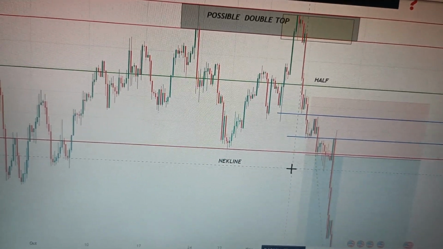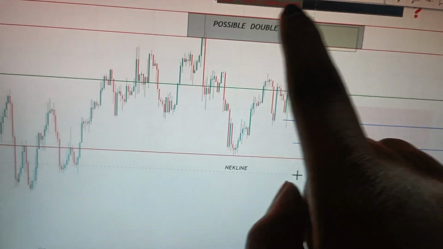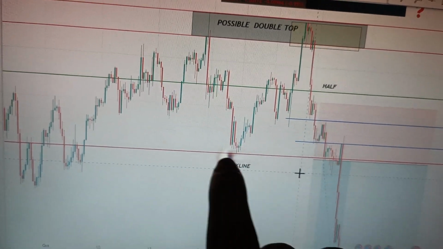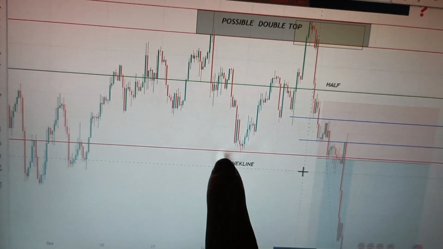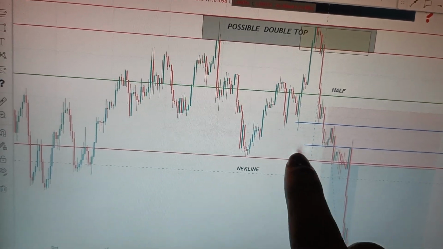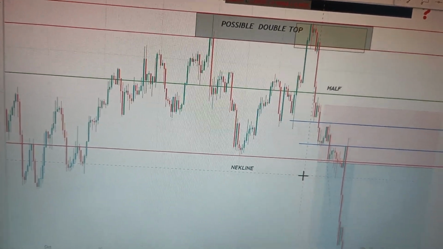So kindly go and check USD CHF. It has double top on a weekly time frame, and the market is not breaking that half, the neckline. So once USD CHF breaks the neckline on weekly, we have a confirmed long-term sell.